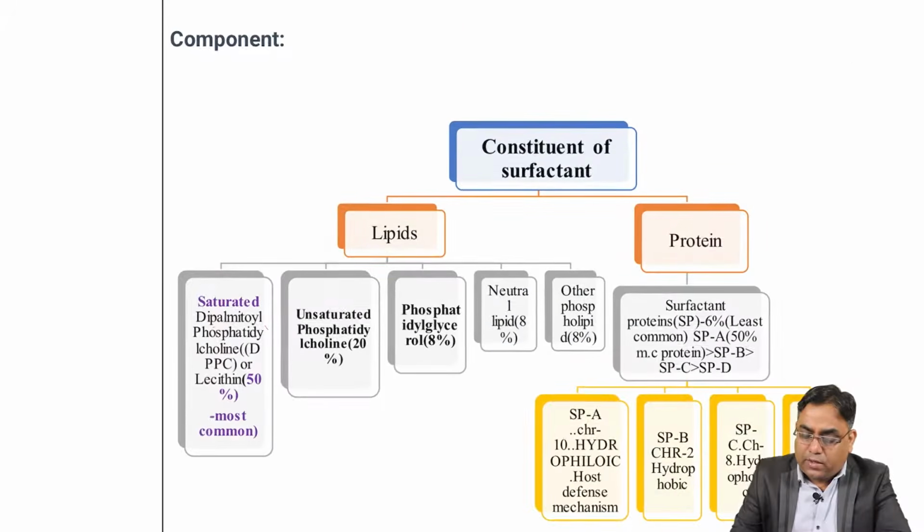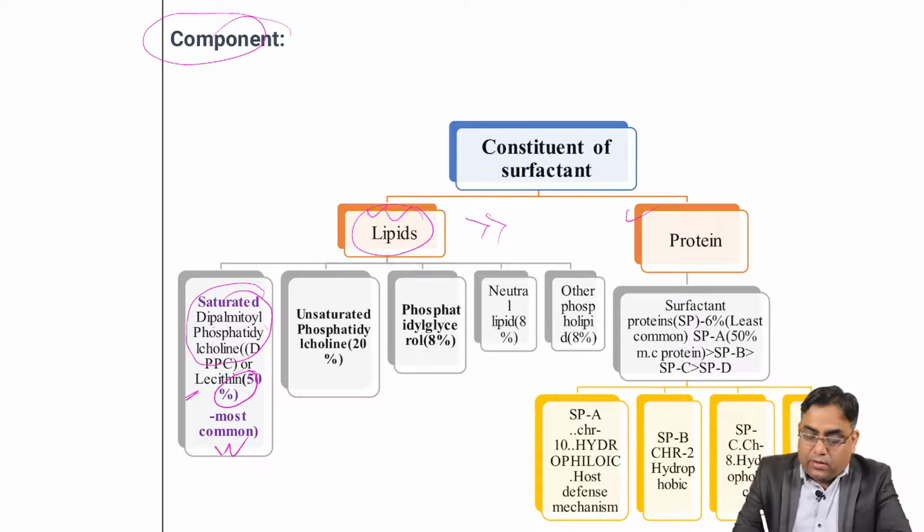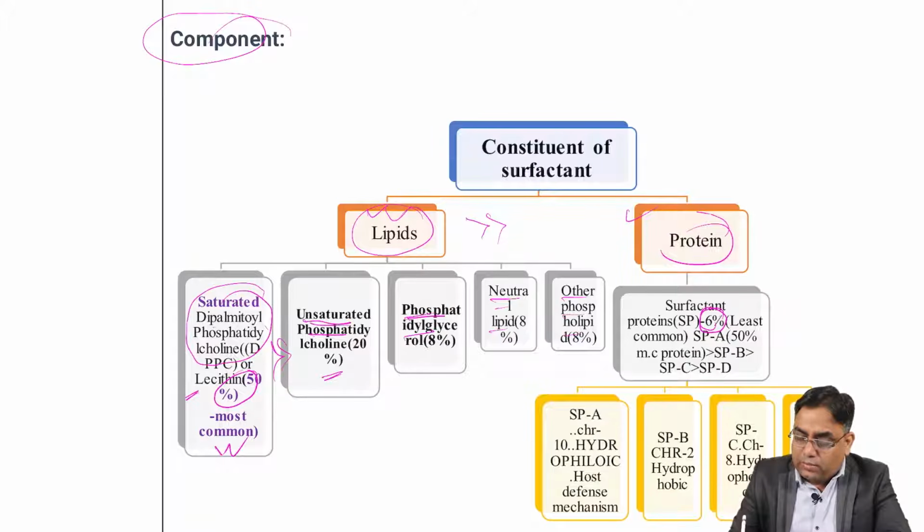Now the components of surfactant. The major component is lipids, then protein. Among the lipids, I have told you the saturated dipalmitoyl phosphatidylcholine, also known as lecithin, accounts for 50%, and that is most common. This is more common than unsaturated phosphatidylcholine, which accounts for 20%. Other than this, there are phosphatidylglycerol, neutral lipids, other phospholipids. Next is the surfactant protein, 6%. Among the surfactant proteins, A is the most common, then surfactant protein B, then surfactant protein C, and surfactant protein D. So these are the components. Among these, the most common is saturated, that I have already discussed.